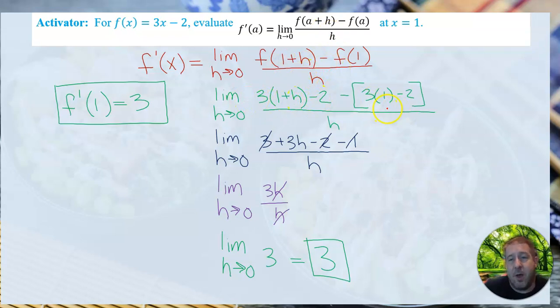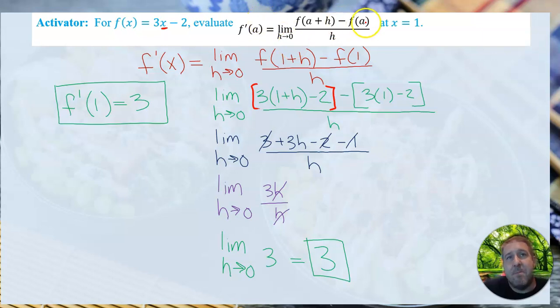Now, how do I get this green one? This is probably the most confusing part. To find f of 1 plus h, I'm going to take 1 plus h and put it into our equation for x. Because it's f of x, but it's actually f of 1 plus h. So that's going to be 3 times 1 plus h minus 2, which you see here. I'm going to put this in brackets, probably not necessary, but I'm going to do it anyway.